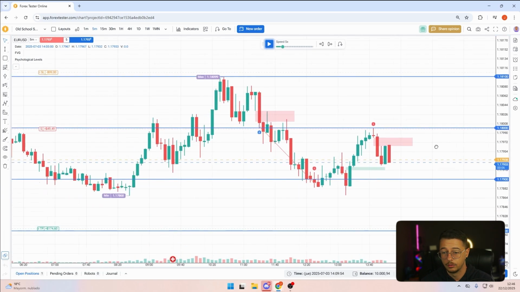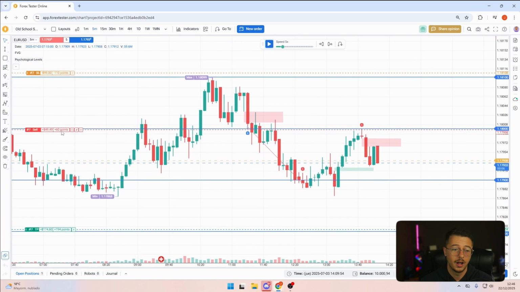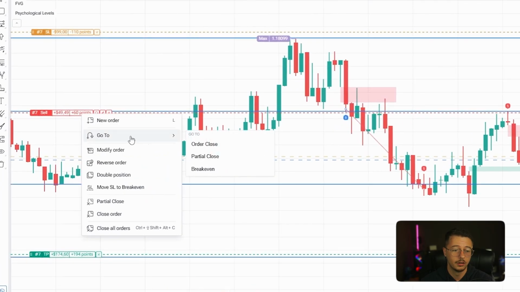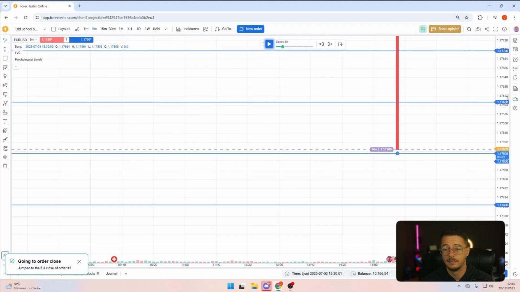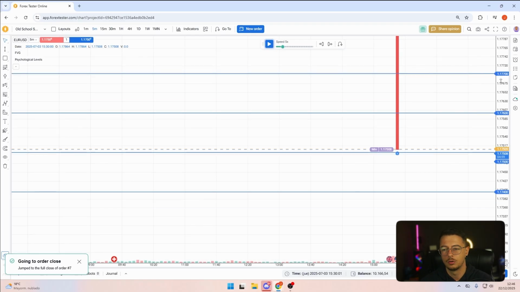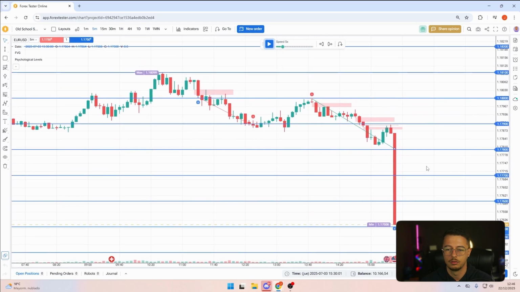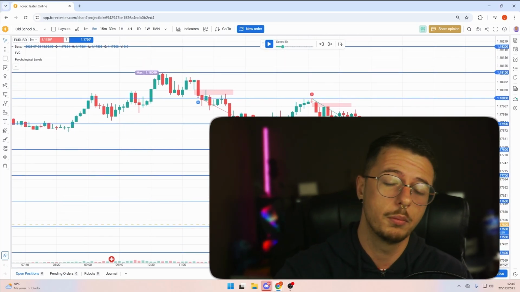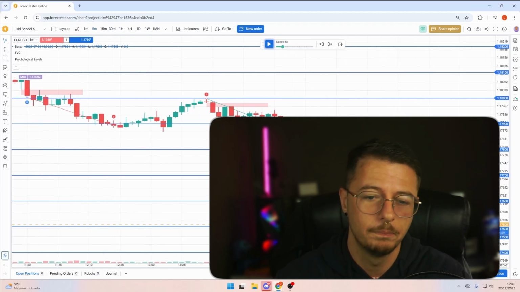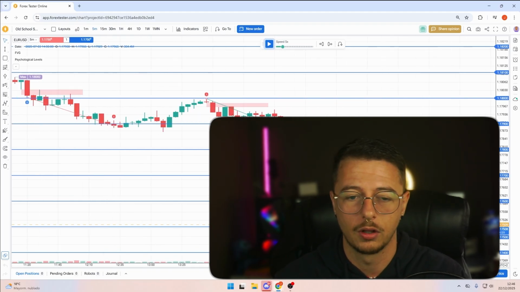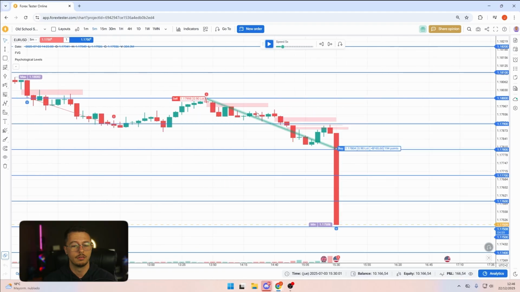Another cool thing that we can do on Forex Tester Online is, if we come to the actual position, we can right-click and go to order close, and there our order is directly closed. So this will save us tons of time as well. If you don't want to see the actual price action and you just want to see the result of the backtest, this will save you tons of time. Me personally, sometimes I like to look at the price action to see how it reacts and see if I need to add break even or not.